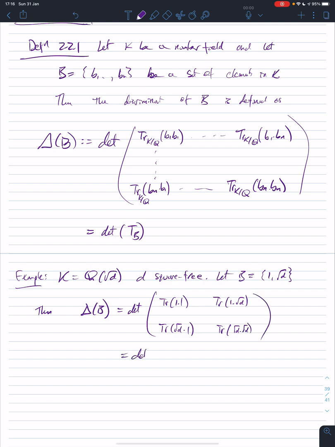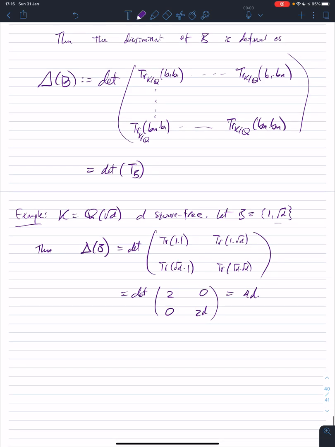This is the determinant of the following matrix. If you work out what these traces are, you get 2, 0, 0, and 2d. And what's the determinant of this matrix? Well, this is just 4 times d. So this is the discriminant of this set of elements.